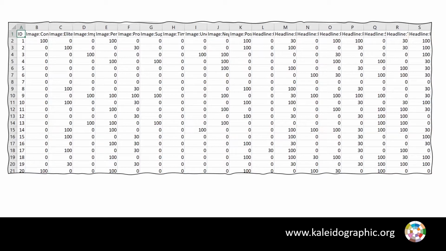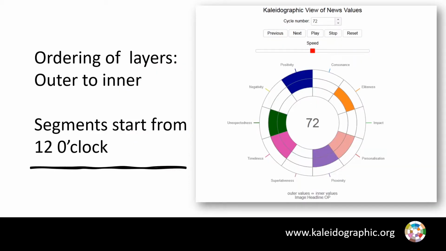Another thing to realize about Kaleidographic is that it organizes the layers from the outer layer to the inner layer. And so that's explained here in the legend at the bottom. So in this particular example, there are 3 layers. The outer layer is image, the middle layer is headline, and the inner layer is the opening paragraph of the text.